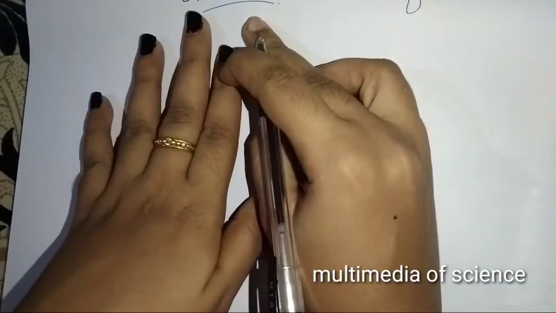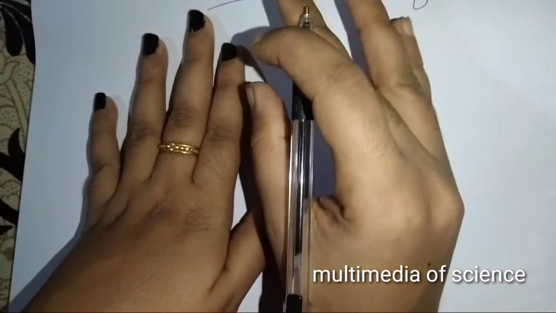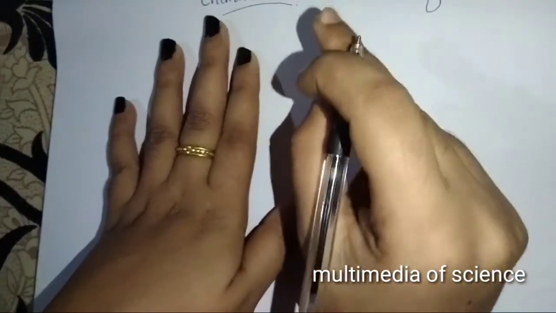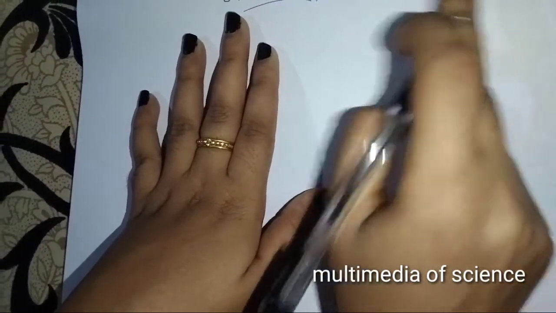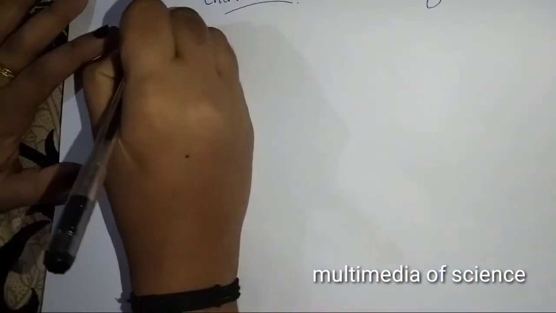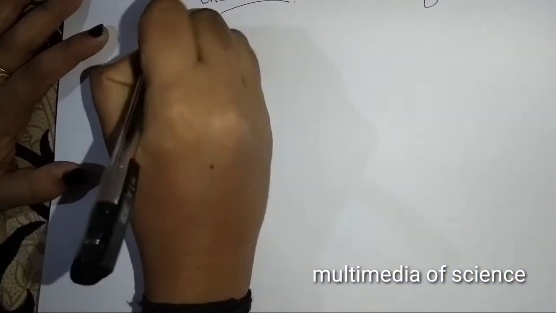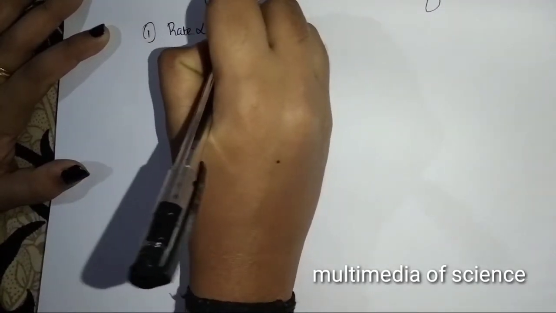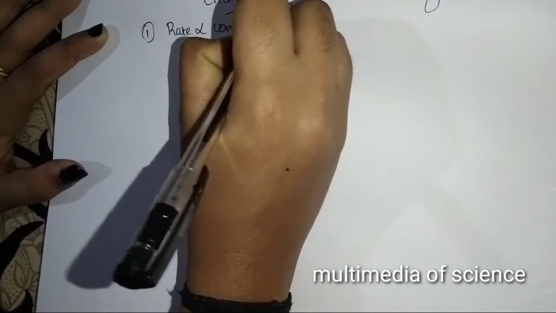Now I am discussing some important graphs on the topic chemical kinetics. It will be more helpful for plus 2 students and NEET repeaters. Okay, let's start. First I am dealing with the rate versus concentration graph.